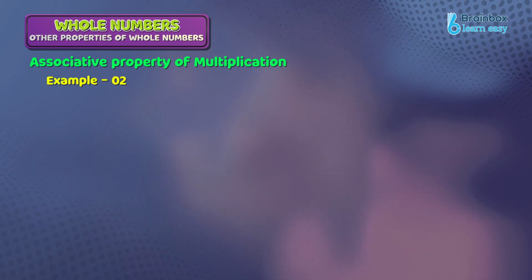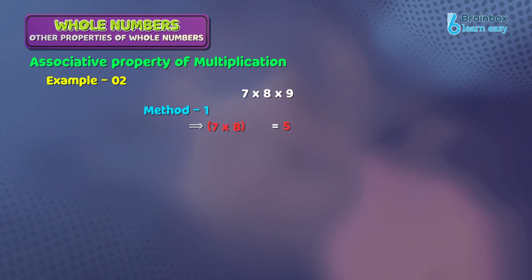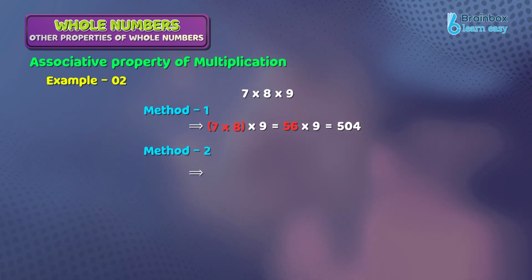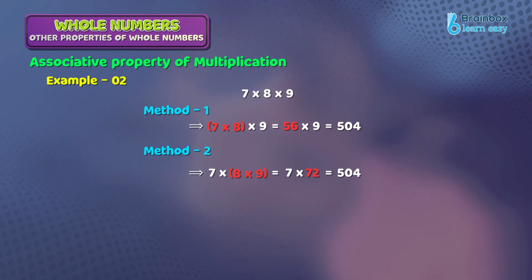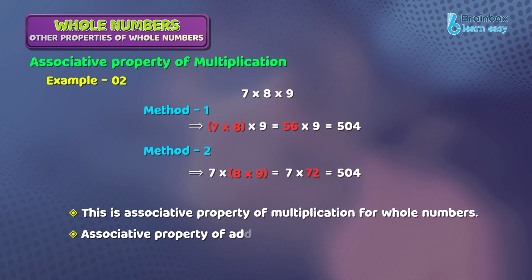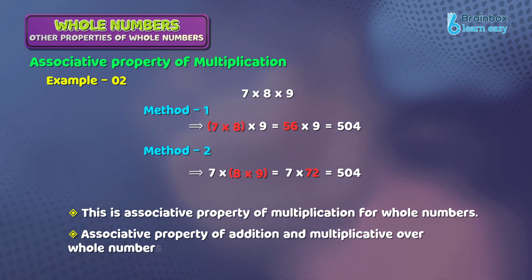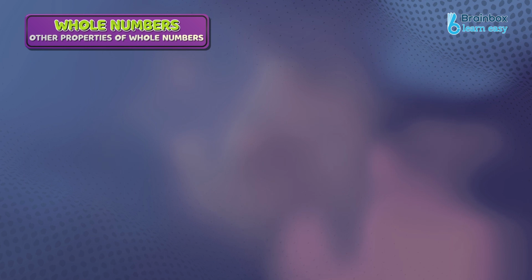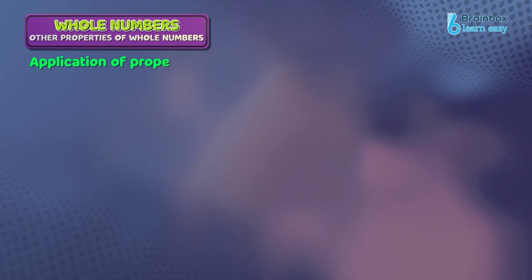Another example, 7 into 8 into 9. Method 1. 7 into 8 is 56, into 9 gives 504. Method 2. 8 into 9 gives 72, into 7 gives 504 again. This is associative property of multiplication for whole numbers. Hence, we can conclude that associative property of addition and multiplication over whole numbers holds good. We shall now see how these two properties can be applied while solving problems.